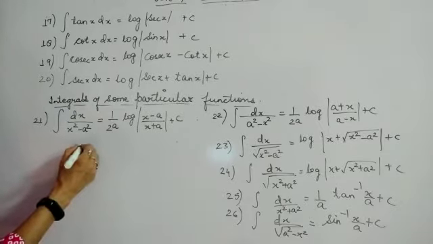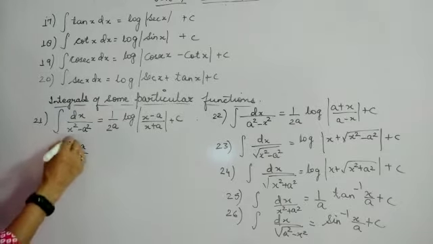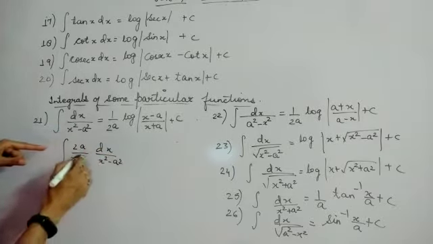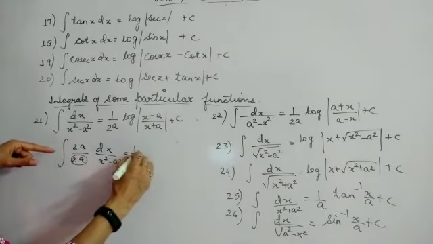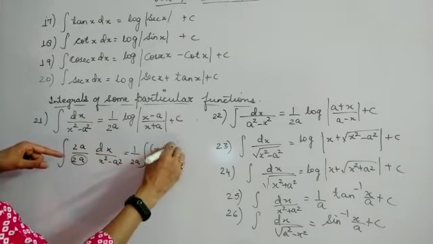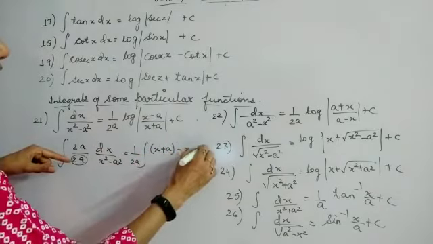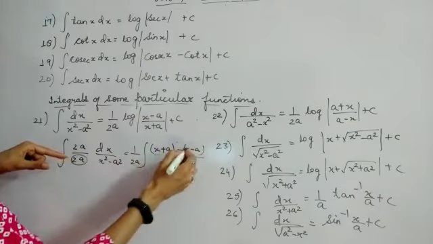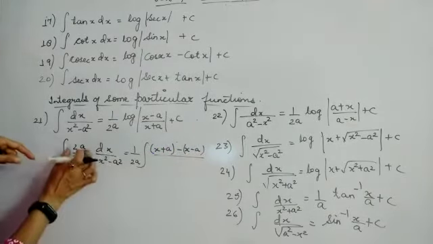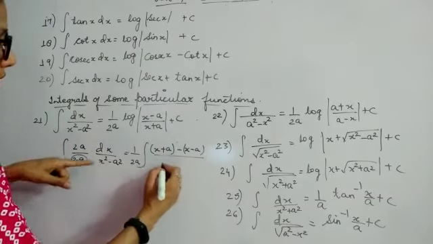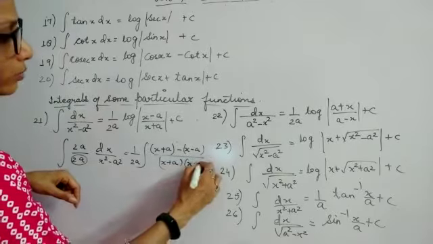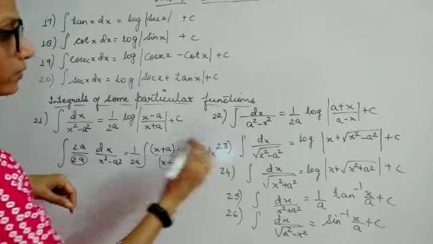I can multiply and divide this by 2a. This is 2a upon x square minus a square. Since 2a is common, I can write this 2a outside, and this 2a can be written as x plus a minus x minus a. Now if you open the bracket, this x and x will get cancelled, and a plus a will be 2a. So you can replace this 2a with this value, and this x square minus a square can be written as x plus a and x minus a, and you are integrating with respect to dx.